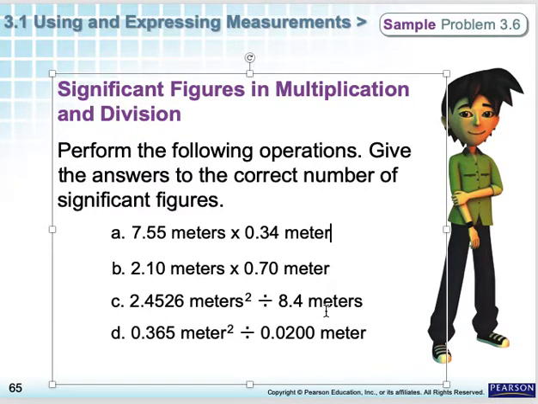So I have 3 here, 2 here, I would have 2 in my answer. Doesn't matter if I'm multiplying or dividing. This one only has 2. This one has more than 2. I'm going to end up with 2 significant figures. This one has 3. This one also has 3. So my answer will have 3.